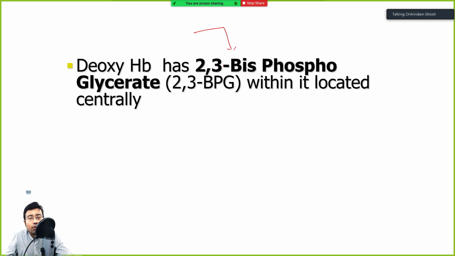This is very important. In many textbooks, it may be written as 2,3-DPG. Which is right? 2,3-diphosphoglycerate or 2,3-bisphosphoglycerate? The concept should be very clear. Okay. See.